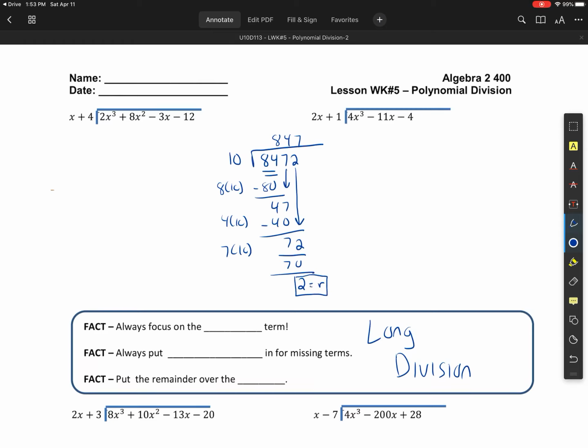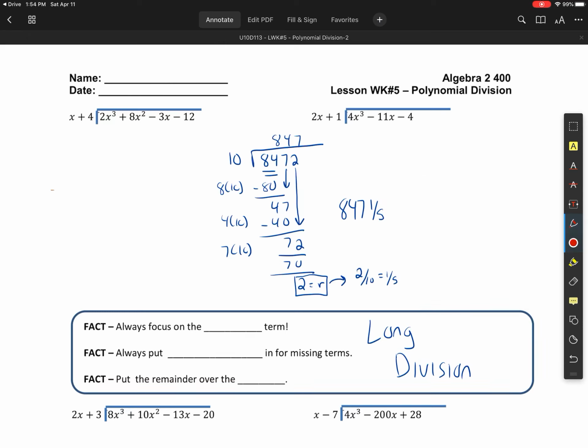In this situation, we have a remainder of 2. Now, we could carry on a little bit further and figure out what the decimal is, but for the purpose of what we're doing today, we're not going to carry on any further. All right, so our final answer is 847, and we could put the 2 over the 10, which we're dividing by, which is 1/5. 847 and 1/5. Alright, so that is our normal division with numbers. And this really plays into what we're doing today.